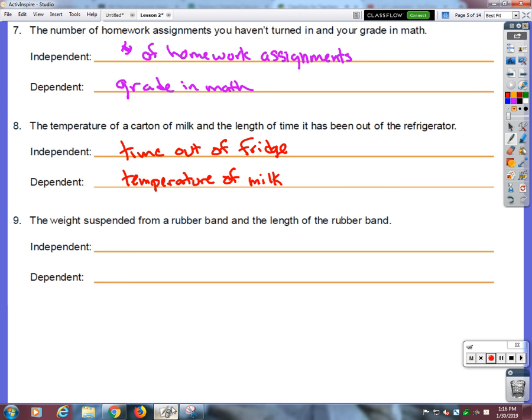Luis? The weight suspended from a rubber band and the length of the rubber band. The length that the rubber band stretches depends on the weight of the thing being suspended, therefore the length is the dependent variable.